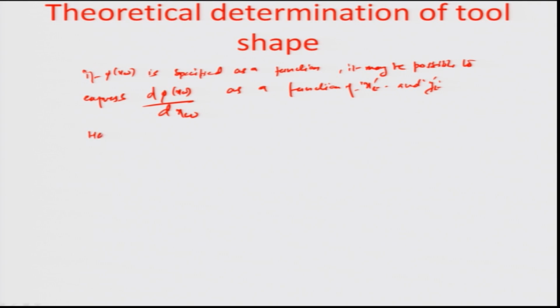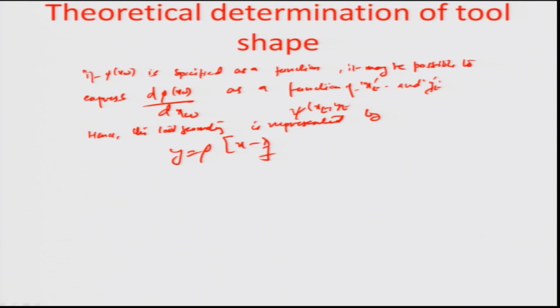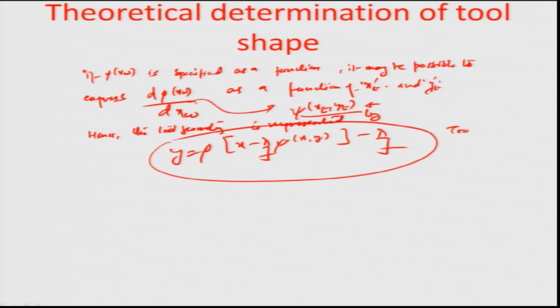So, therefore, the tool geometry is represented by y equal to phi x minus lambda by f times of this function here, phi of xt, yt, which is actually how you represent the slope of the function d phi xw by dxw as some function phi of x and y minus lambda by f. That is how you represent the tool side relationship.